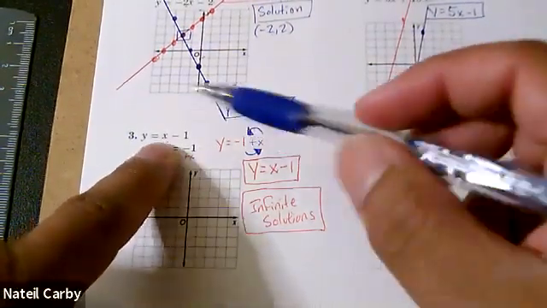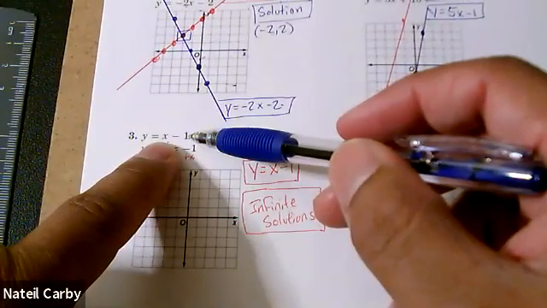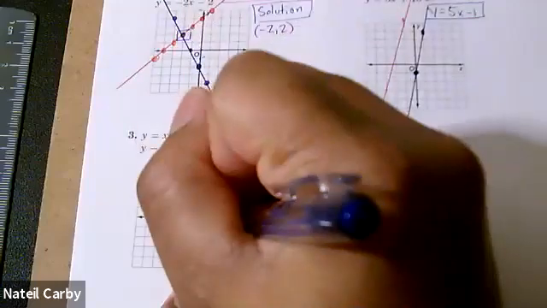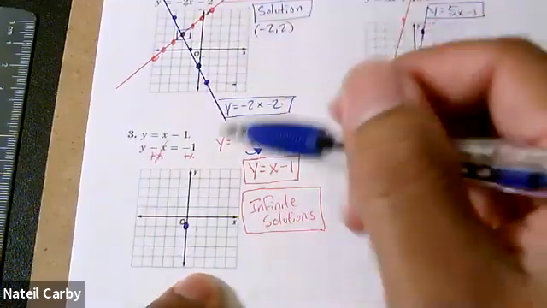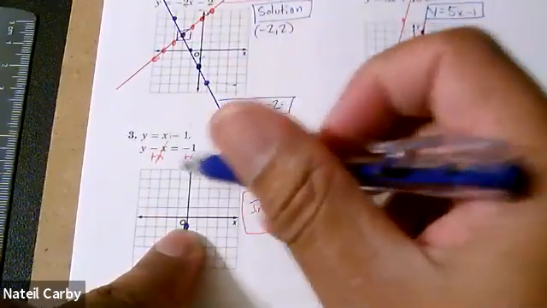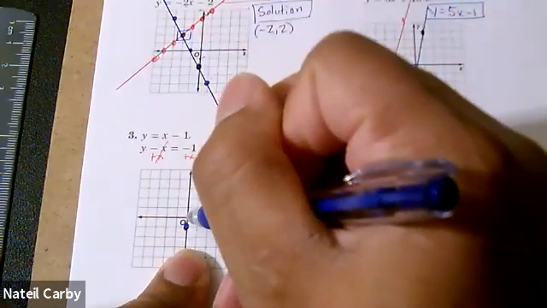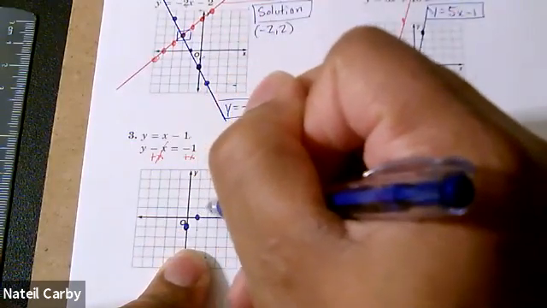So let's graph them. First one is -1 is my y-intercept. So go down 1. My slope is 1. So that means I go up 1, right 1, up 1, right 1.